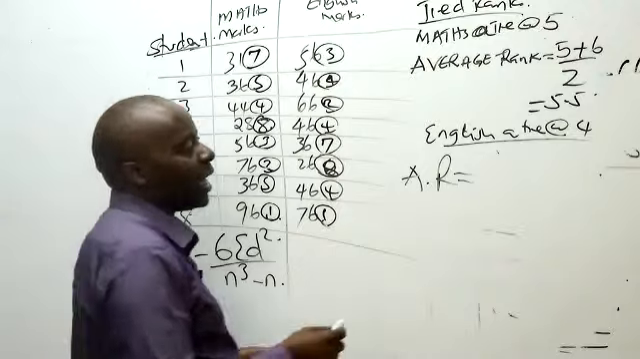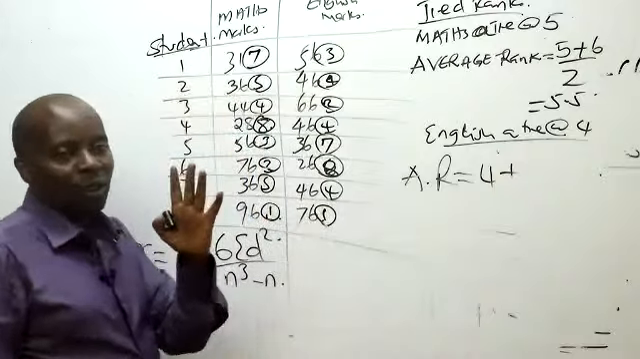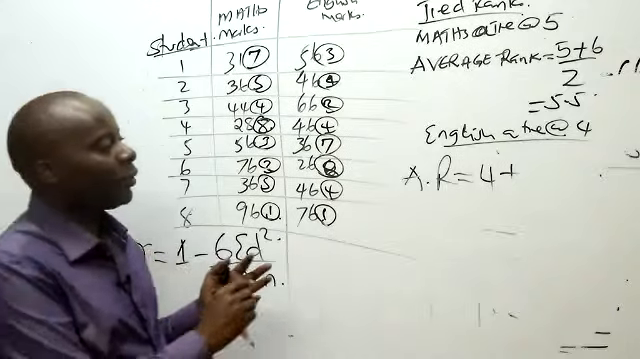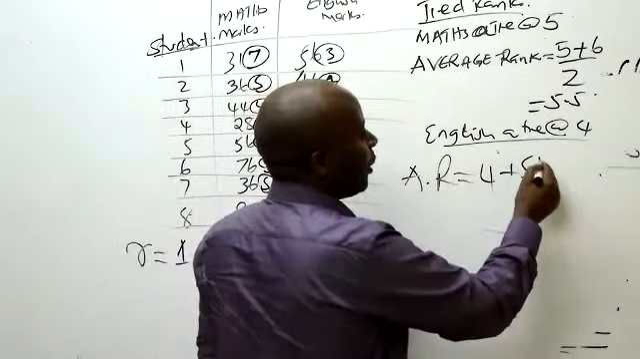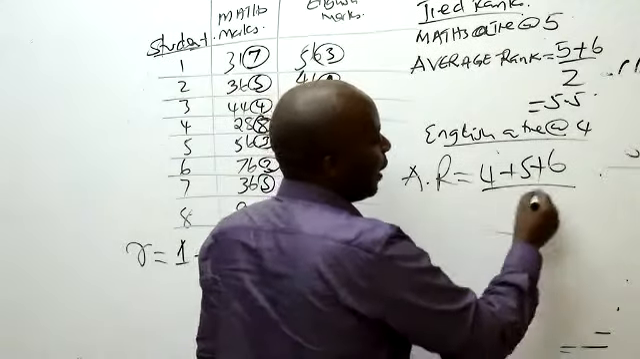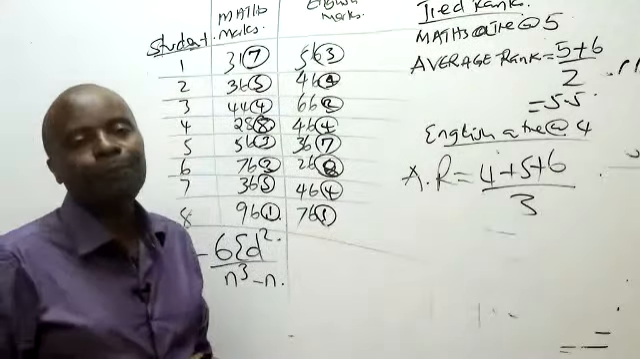You start from the tie position. The tie position is 4. Plus, of course, these are 3 students. If there was to be a slight discrepancy between their marks, one of them would have taken the 5th position, the other would have taken the 6th position. So 4 plus 5 plus 6. And then you divide this by 3, because now there are 3 students.